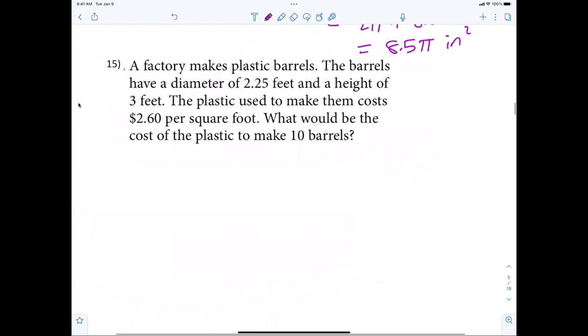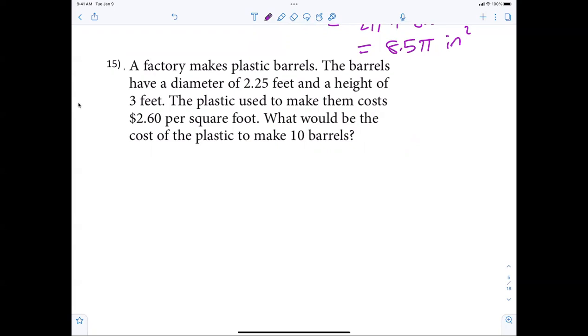15. A factory makes plastic barrels. The barrels have a diameter of 2.25 feet and a height of 3 feet. The plastic used to make them costs $2.60 per square foot. What would be the cost of plastic to make 10 barrels? Okay, so that's not a big deal, right? We just have to find the what? Surface area of 1, multiply by 10, then multiply it by what? Yeah, 2.6. We have to find the total number of square feet.